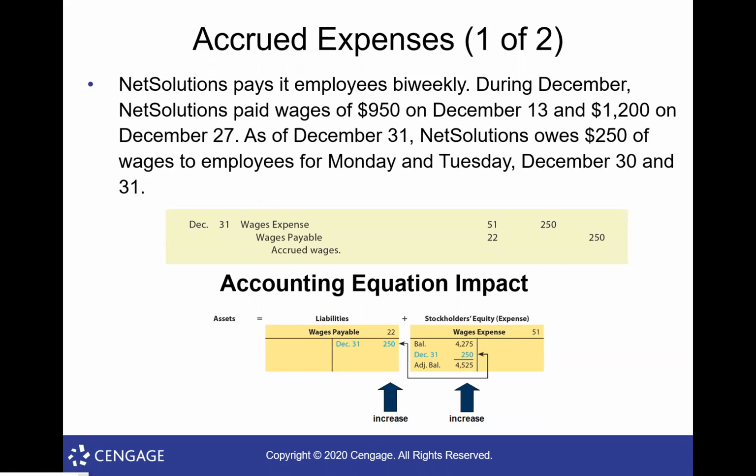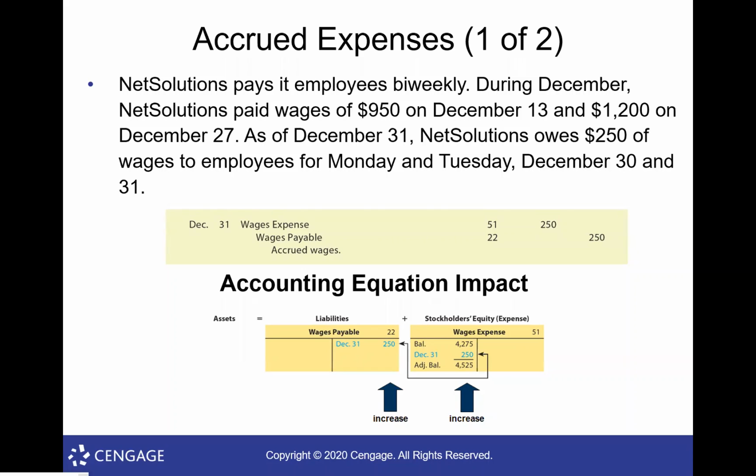NetSolutions pays its employees bi-weekly. During December, NetSolutions paid wages of $950 on December 13th. So that's their first payday in December. Looks like they pay every other Friday. And $1,200 on December 27th. As of December 31st, the money people earned on those days hasn't been paid for. So as of December 31st, they owe $250 of wages to employees.